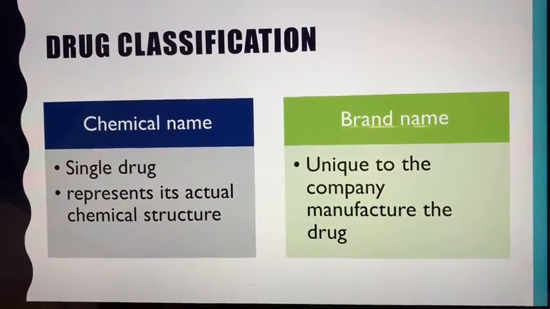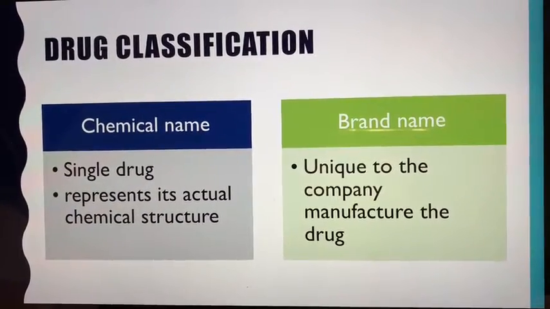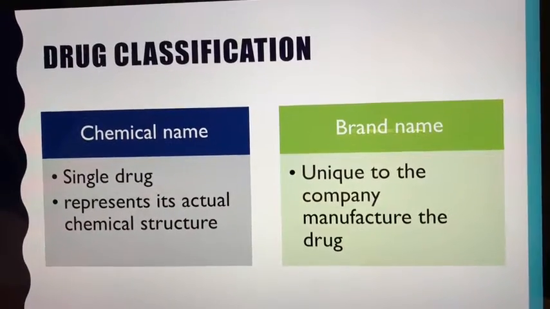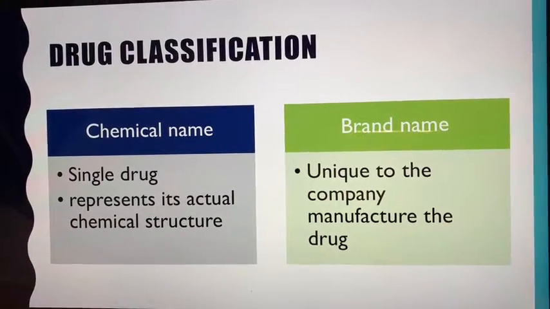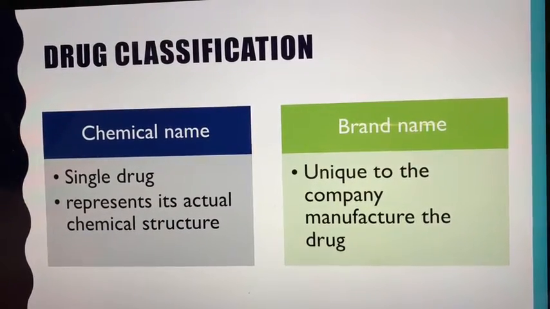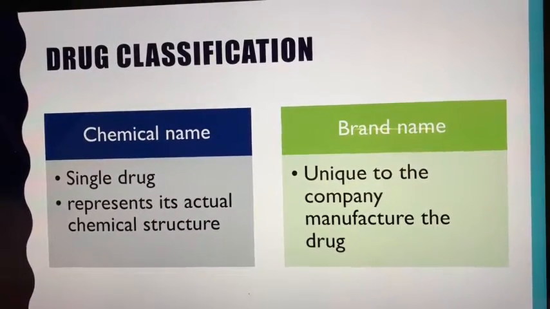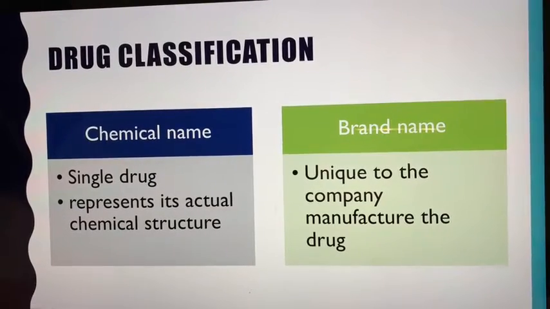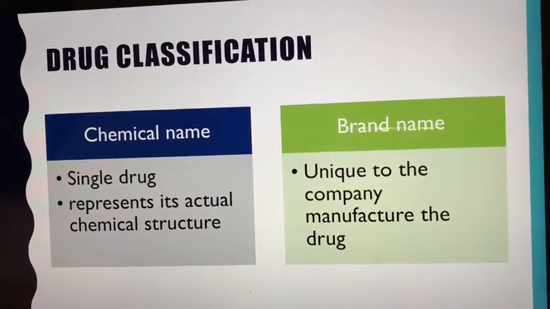Here we have two drug classifications. The first drug classification is the chemical name. The chemical name is a single drug and it represents its actual chemical structure. The second classification is the brand name. It's unique to the company that manufactures the drug.